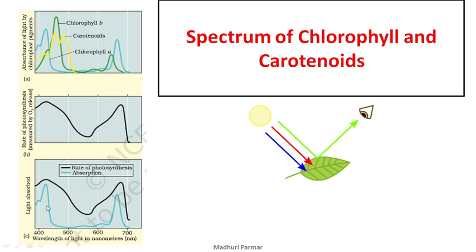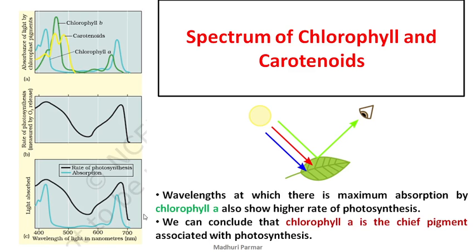Wherever there is more light absorption, you find more rate of photosynthesis, which means these are the lights which are preferred by the plants or by chlorophyll for photosynthesis. Wavelengths at which there is maximum absorption by chlorophyll A show higher rate of photosynthesis. We can conclude that chlorophyll A is the chief pigment which is associated with photosynthesis. Chlorophyll A is the main boss. Whatever it does, everything else will follow.